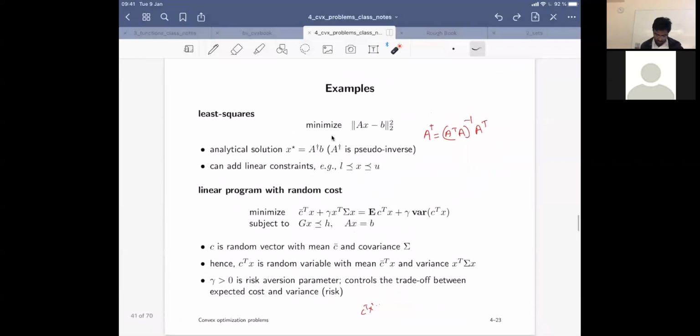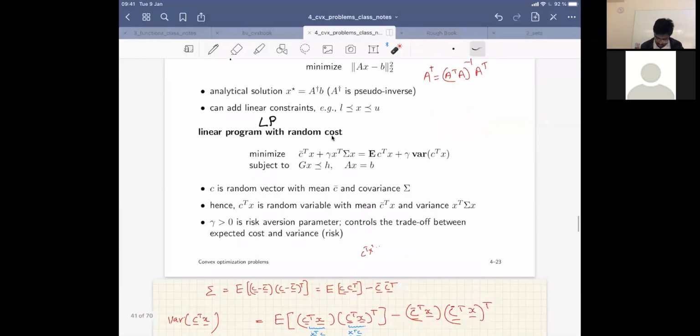A linear program with a random cost. So you have a linear program where the objective function is random. In that case, this is not a simple linear program. This is not even a linear program. It depends how you solve it, but you can show that one way of formulating it leads to a quadratic program. Okay, let's see what it is.